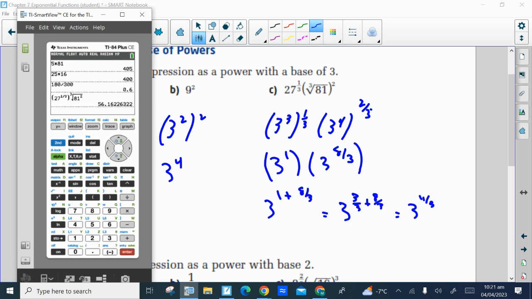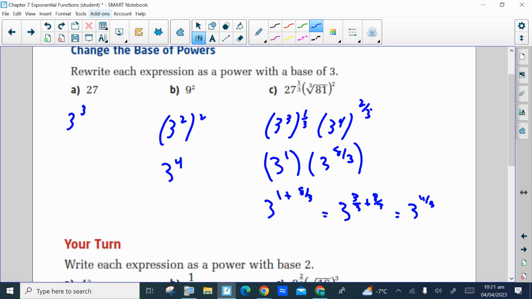But when you work that out on the calculator, that's the irrational number you get. Well, that should be the same as what we got as an answer, 3 to the power 11/3. And it is. So that tells us that our answer is equivalent to what we started with. The difference is that we've written it with a base of 3. And it's much simpler than what we started with as well.